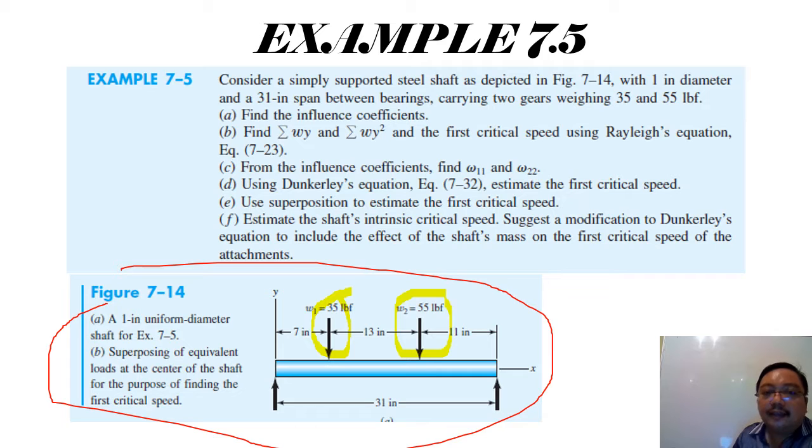Question A is: we want to find the influence coefficient. B is finding total WY and total WY squared, and the first critical speed using the Rayleigh equation, and you can read all the rest.